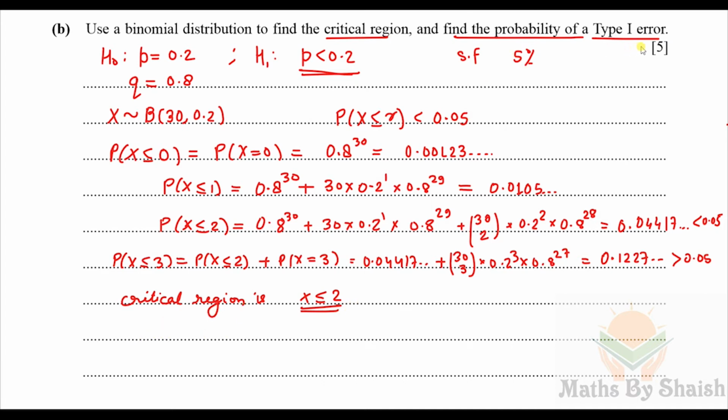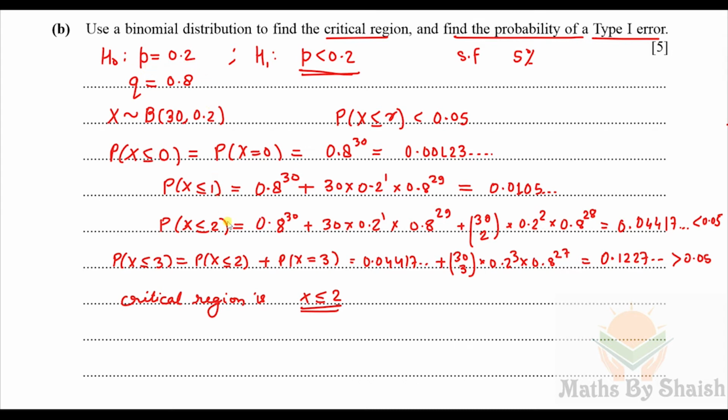Now find the probability of a type 1 error. A type 1 error is when the null hypothesis is true but we reject it. If X is in the critical region, X ≤ 2, we'll reject H0, that is, we conclude that p is not equal to 0.2.